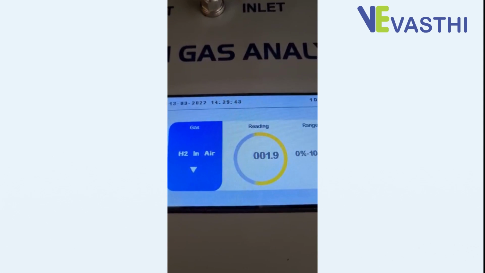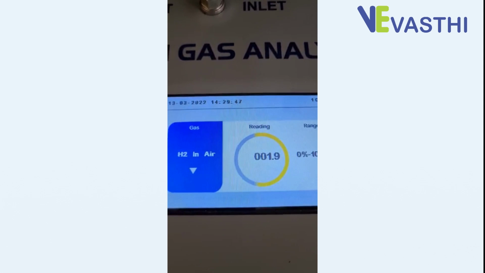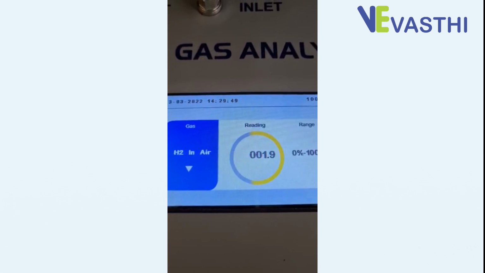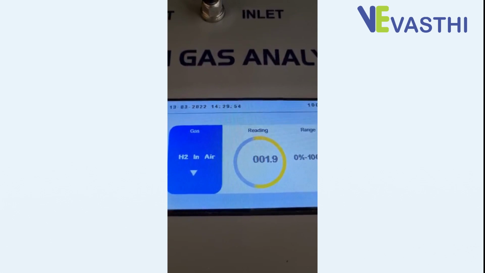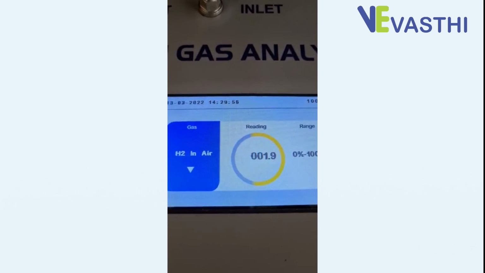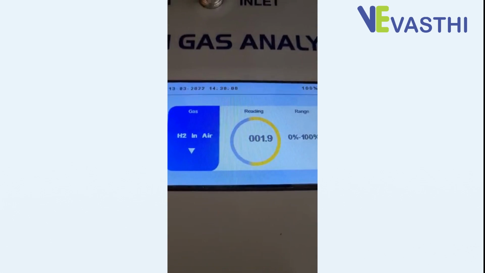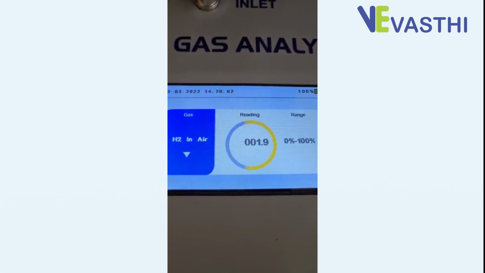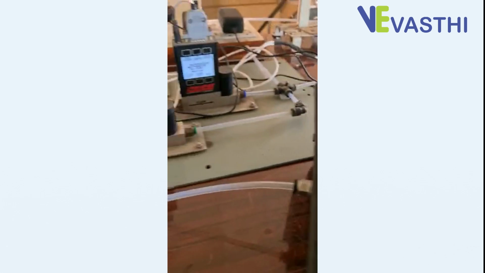Now let us check the analyzer concentration. It shows 1.9% for 2% of hydrogen. It is stable at 1.9%. Let us make it zero by feeding 100% N2.